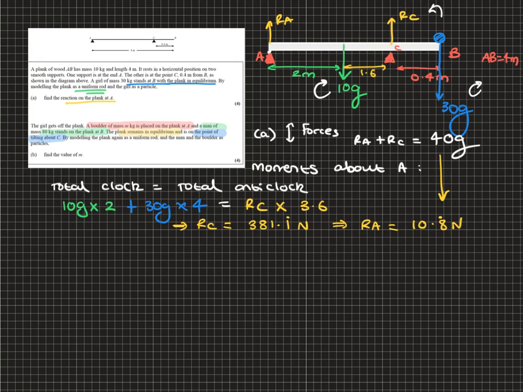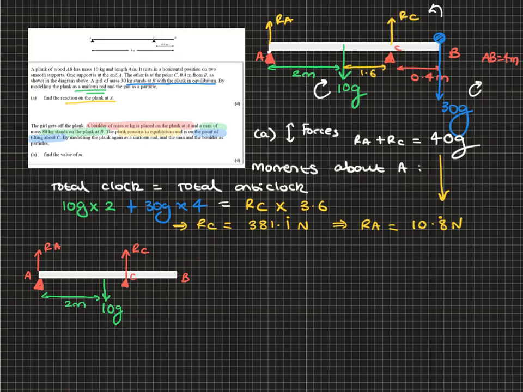New situation, new diagram. So here is our plank, AB. Now the girl is no longer there. The pivot at A remains. So here's RA. And the pivot at C remains. So here is RC. And we have the weight of the rod, which was, of course, 10G. That was a distance 2 meters from A.